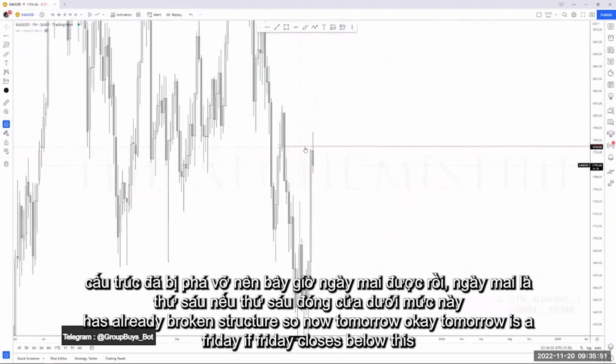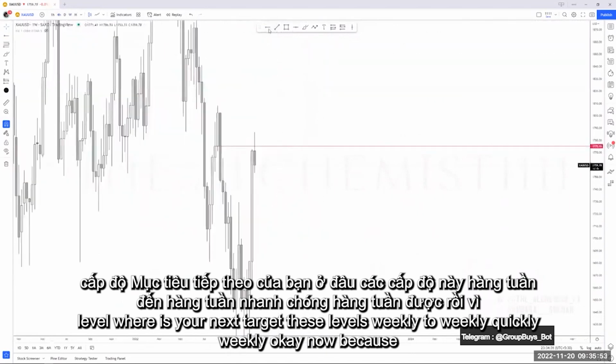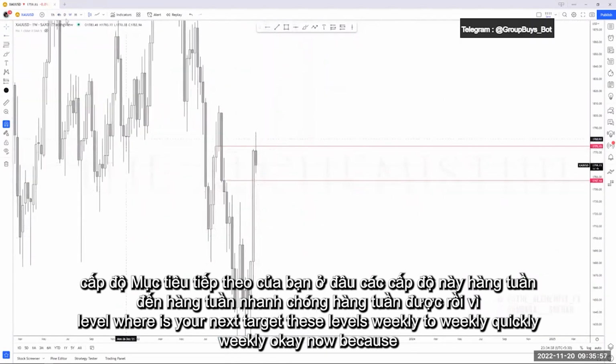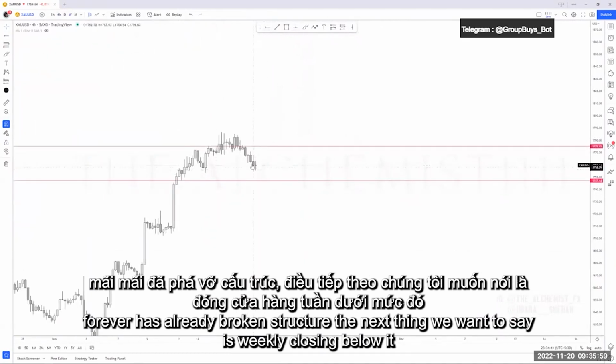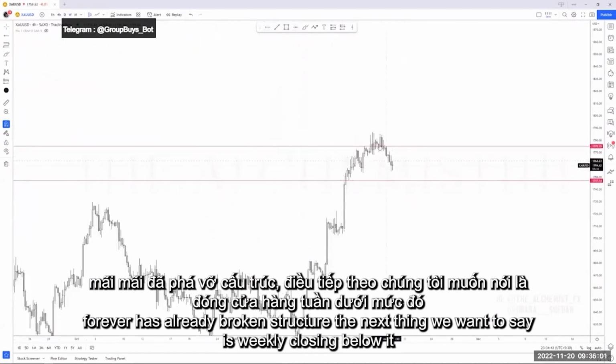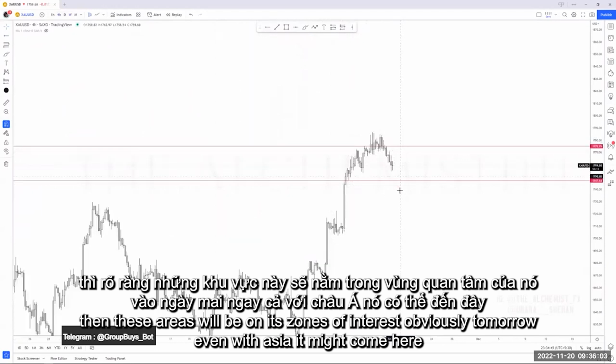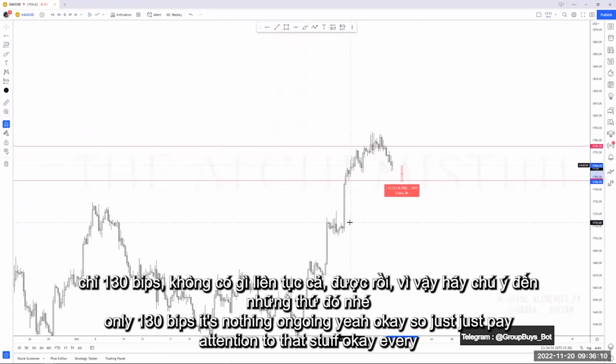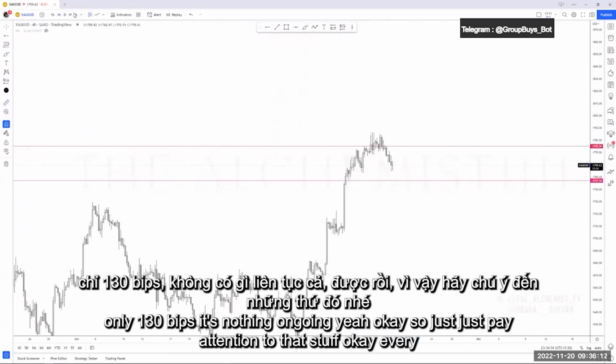If Friday closes below this level, where is your next target? These levels, weekly to weekly, quick weekly to weekly. Because the 4 hour has already broken structure, the next thing we want to see is the weekly closing below it. Then these areas will be our next zones of interest. Tomorrow, even with Asia, it might come here, only 130 pips. It's nothing on gold. So just pay attention to that stuff.